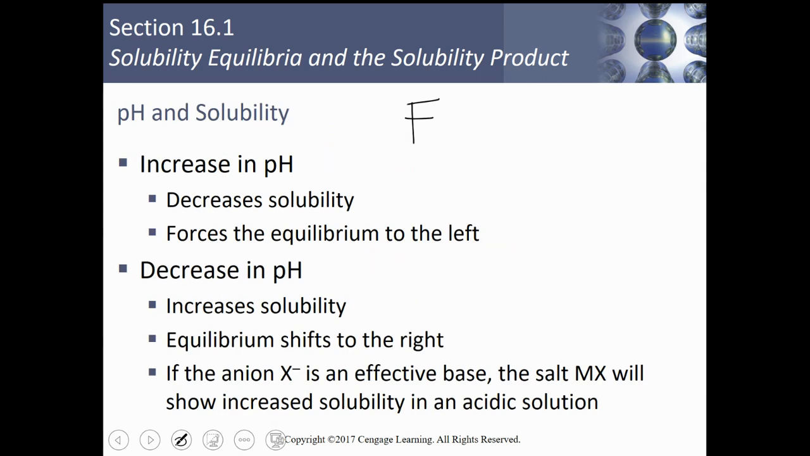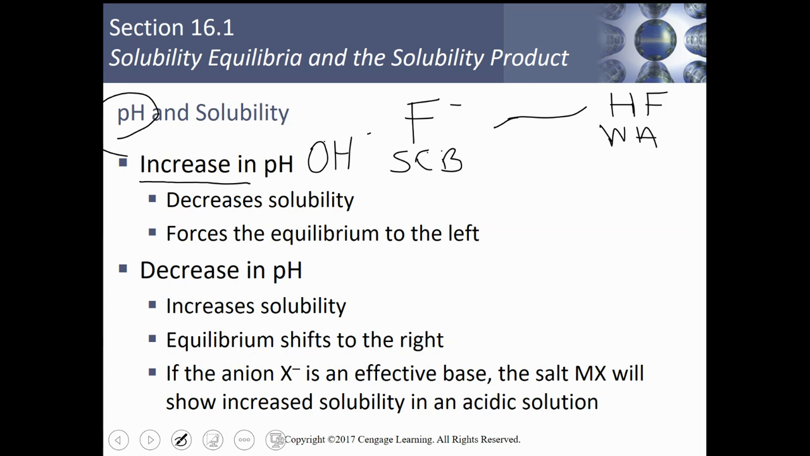If we think about F- as your common ion, remember that if we go back to acids and bases, this comes from the weak acid HF. This is a weak acid, therefore this is a strong conjugate base. Anytime they talk about the pH and solubility, remember increasing pH is making something more basic or adding OH-, and decreasing pH would be making something more acidic or adding H+.